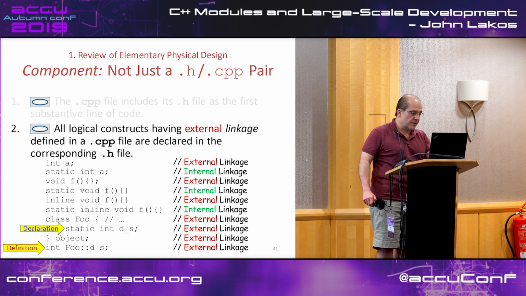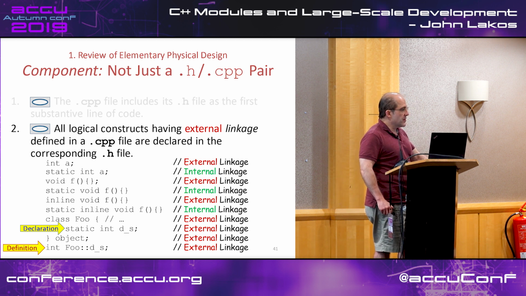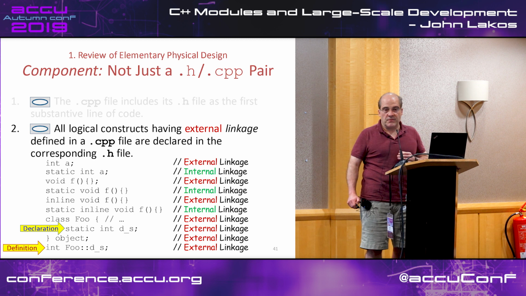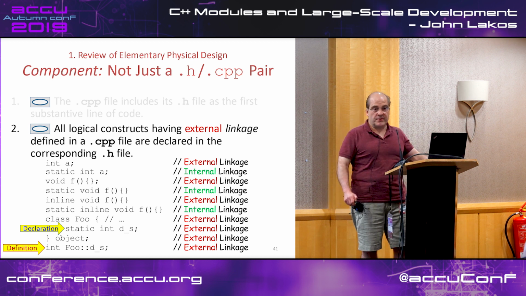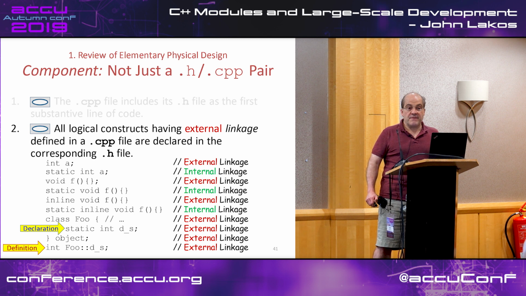I'm going to call on Alistair. Alistair, what would you say linkage is? Linkage is whether you can find that definition outside of that translation unit. Okay, so what Alistair just said is the linkage tells you whether you can find the definition outside of the translation unit. And so if something has external linkage, then it can be found outside of the translation unit. If it can't, it doesn't have external linkage, and then it could have internal linkage or no linkage, I guess. So those are your options.